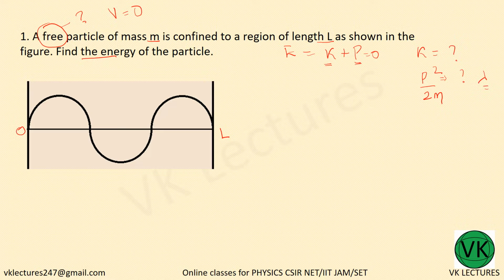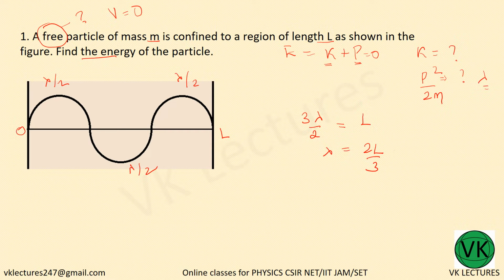So this is lambda by 2. This is again lambda by 2. This is again lambda by 2. So 3 times lambda by 2 is equal to length L. Right. So lambda is equal to 2L divided by 3.